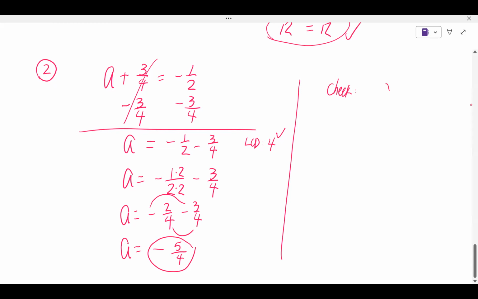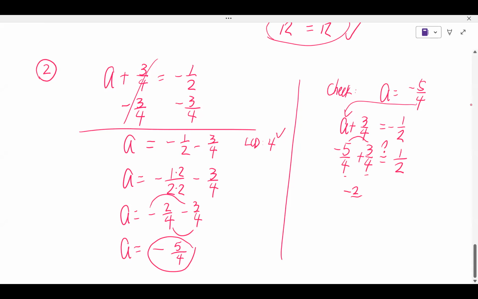Check the solution. a equal to -5/4. And going back to the original equation, plus 3/4, we want to make sure left hand side equal right hand side. So now you're gonna plug this fraction into the equation. On the left, we get -5/4 plus 3/4. We don't know yet, so put a question mark on top. Now, if you combine them, they are like fractions, so you can just combine the numerator. -5 plus 3, that's -2. But bring over the 4.